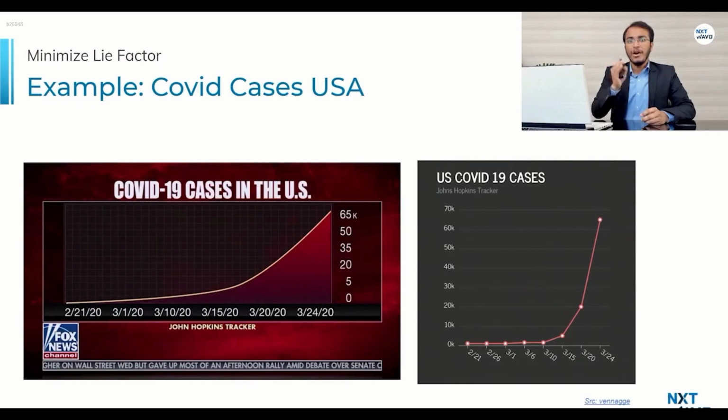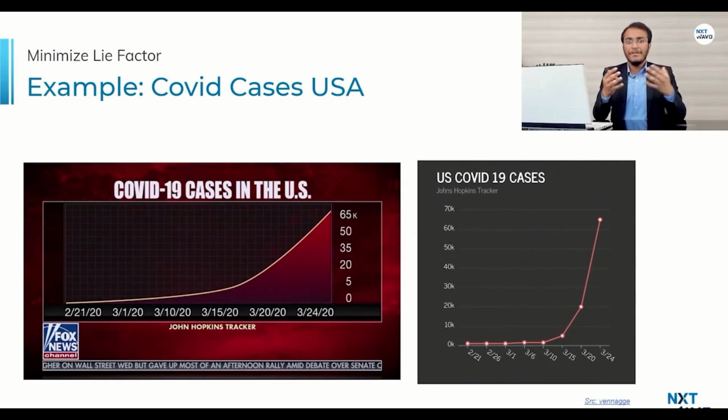On the right side, you can see that the y-axis is scaled appropriately, with the differences between each of the ticks being the same: 10K, 20K, 30K, 40K. The difference between each of them is the same, right? Whereas on the left visualization, the difference is not the same. From 0 to 5, it's just 5. And from 5 to 20, the difference is 15. And from 20 to 35, the difference is 15.